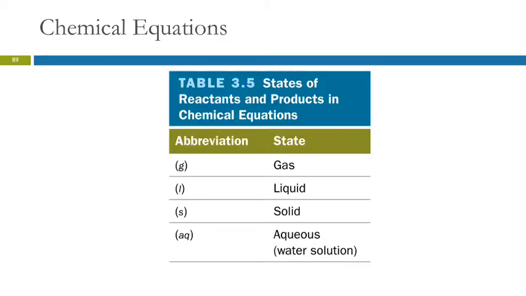These are what we call state symbols, how we abbreviate what state a different substance is in. So in parentheses after the formula, G means gas, L means liquid, S means solid, and AQ stands for aqueous, meaning it's dissolved in water.